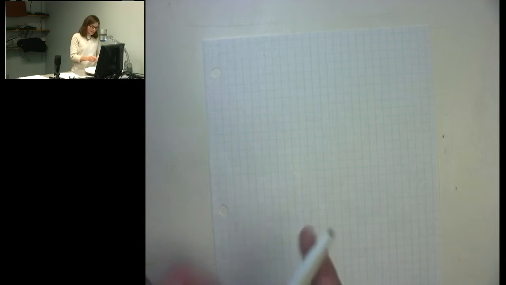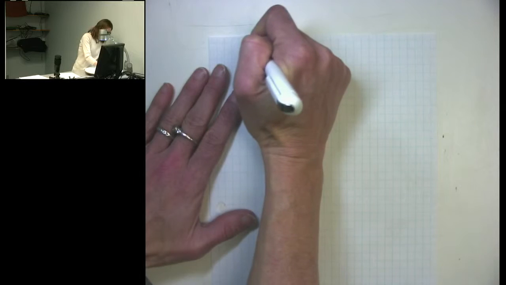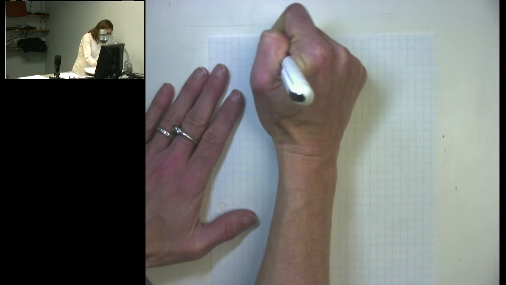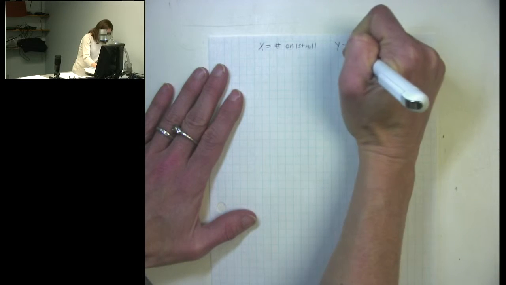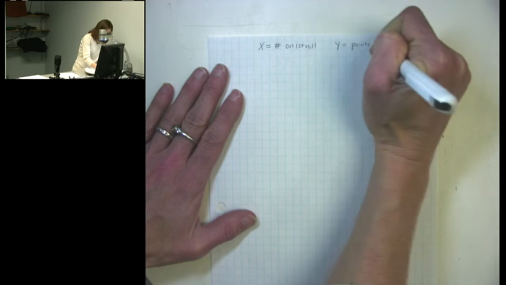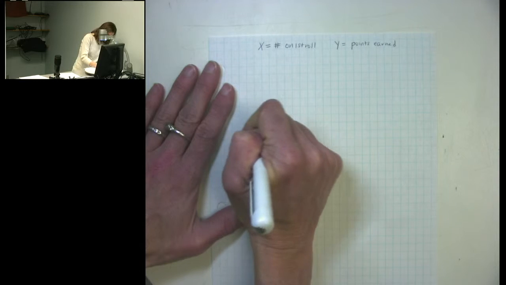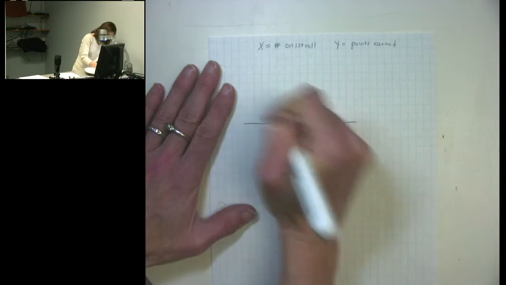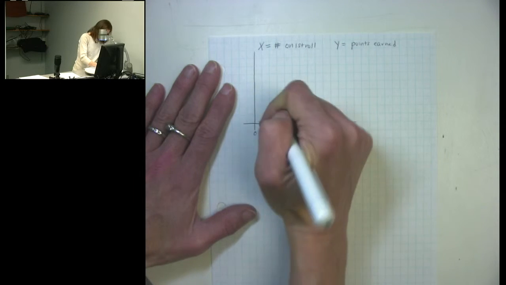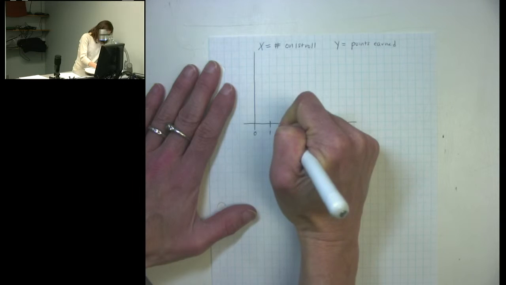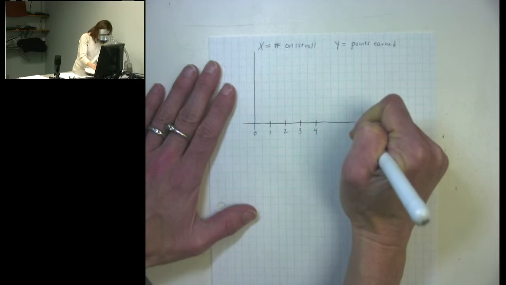Okay, so the first thing I need to do is draw the support of my probability mass function. Remember here, X is the number on the first roll, Y is the points earned. Since it's a four-sided die, I can roll a 1, a 2, 3, or a 4. Those are my possible values of X.